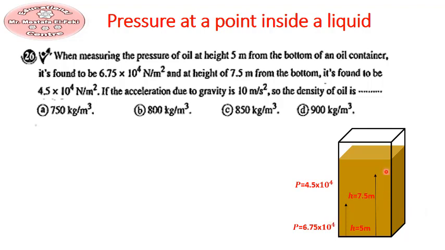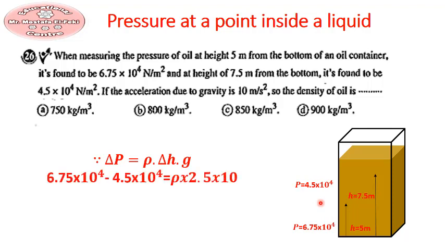So the pressure difference between the two points is delta P equals rho Hg. Delta P, the difference between the two pressures, equals rho g h, where h is the difference between the heights, 7.5 minus 5 equals 2.5. So the density of the oil is 900 kilogram per cubic meter.